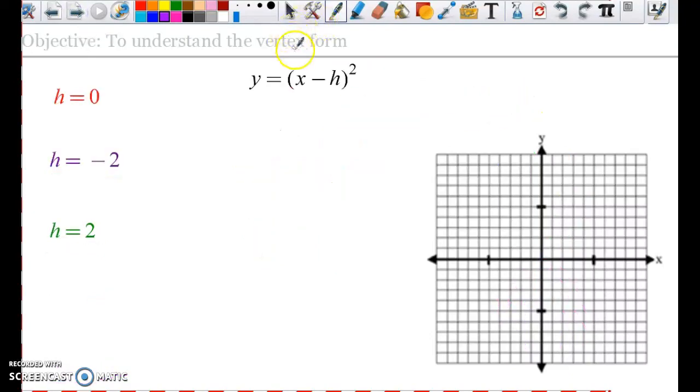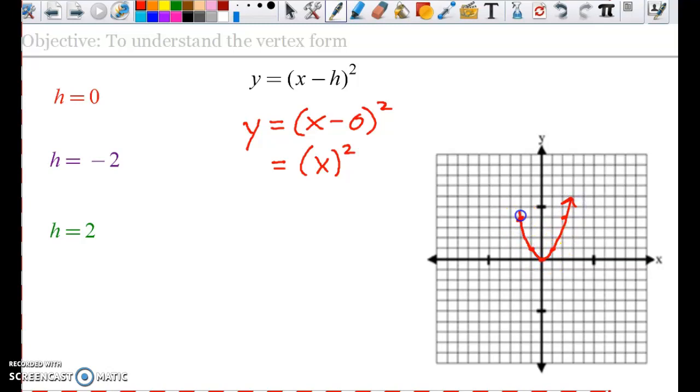Now this is one we have not done. We haven't tried to graph something where I had x minus a number squared. So y equals x minus a number squared. We're going to start with 0 as h. If h is 0, then the graph is y equals x minus 0 squared, and x minus 0 is just x squared. So if h is 0, I get the standard parabola that I know and love, like this.